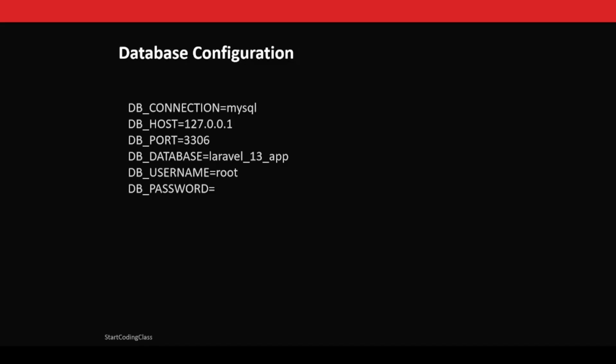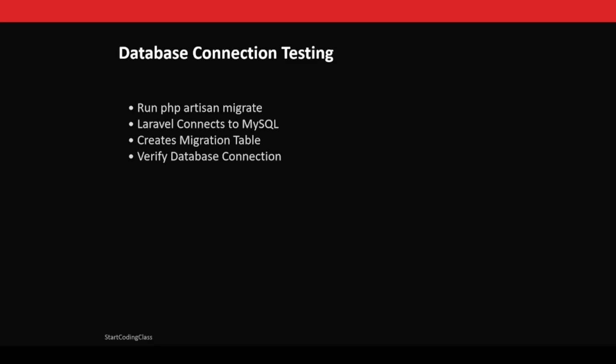DB_USERNAME is root, where the MySQL username in XAMPP by default is root, and DB_PASSWORD is the MySQL password in XAMPP. Usually it's empty. If you want to test the database connection, you need to run php artisan migrate and it will create the database tables and everything. So Laravel connects to MySQL, creates the migration table and verifies the database connection. If the migration is successful, then you can say that the database connection is successful.